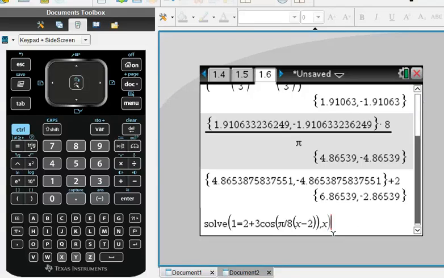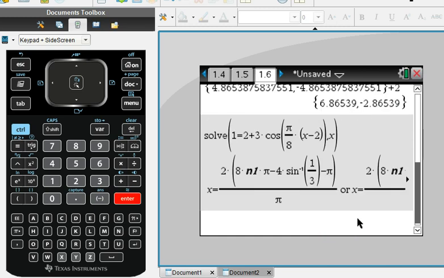Now some of you are wondering, what crazy thing did I get when I use a solver to try to solve this equation? So looking at the example that we just did in part B of the notes, I put it in the solver. You write it as the equation 1 equals, you first of all solve in parentheses, 1 equals 2 plus 3 cosine pi over 8 times x minus 2. Make sure parentheses are closed correctly, and then comma, and then x, meaning I'm solving it for x.